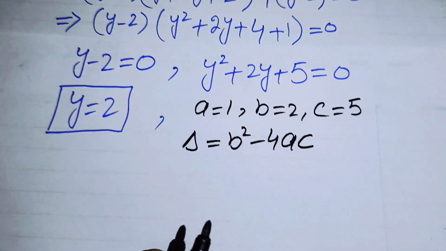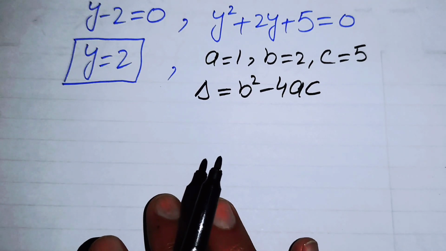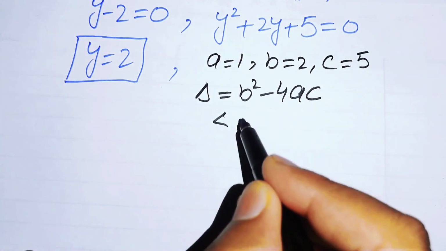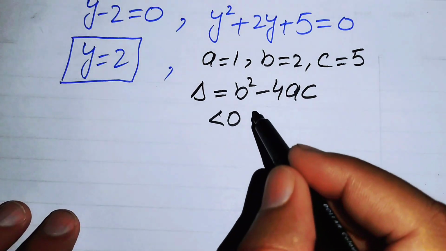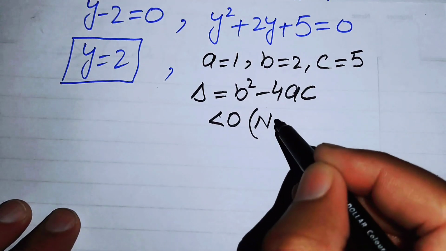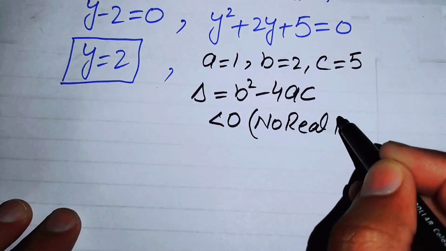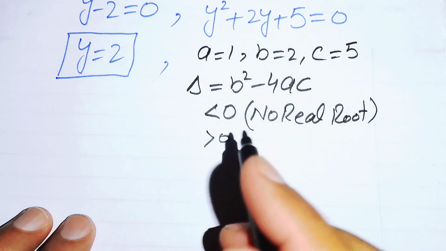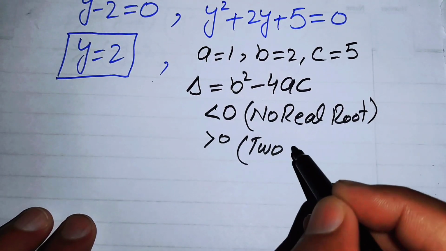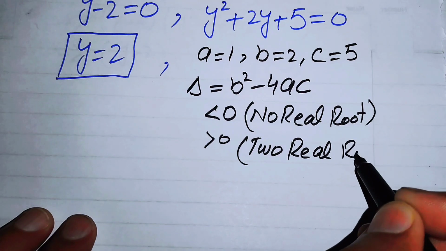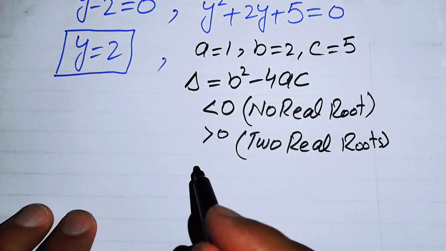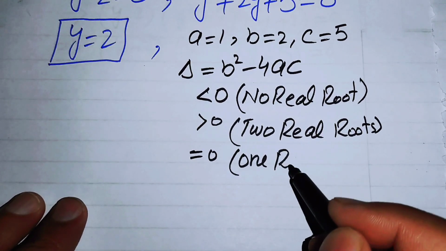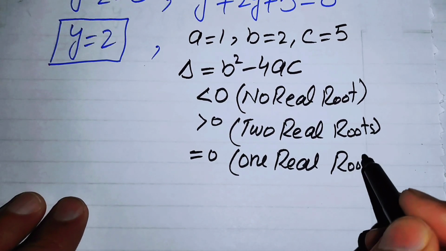Now I can explain this discriminant formula a little. If this delta is less than 0, then this quadratic equation has no real root. If delta is greater than 0, then the given quadratic equation has two real roots. And similarly, if it is equal to 0, then the given quadratic equation has one real root.